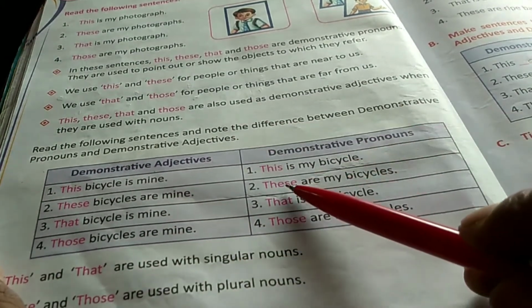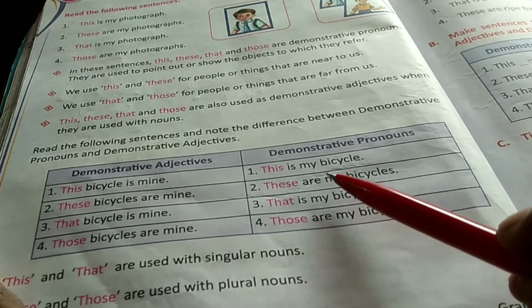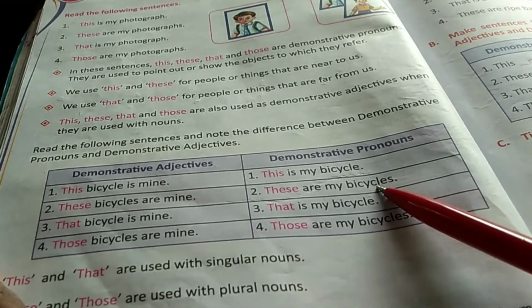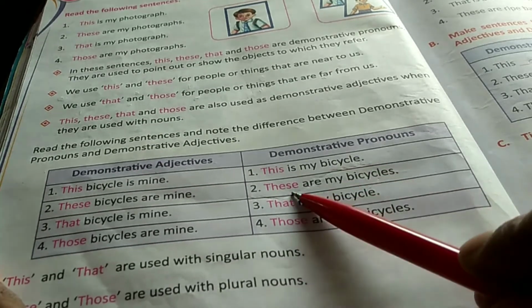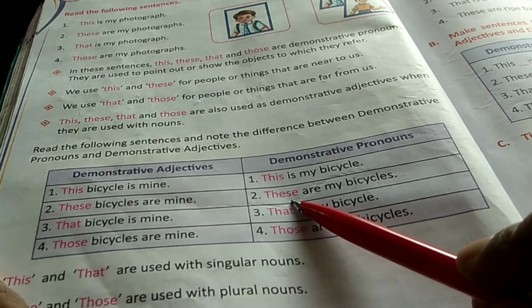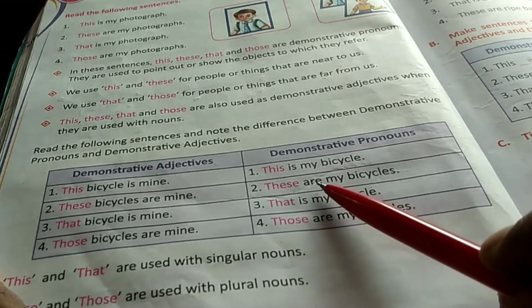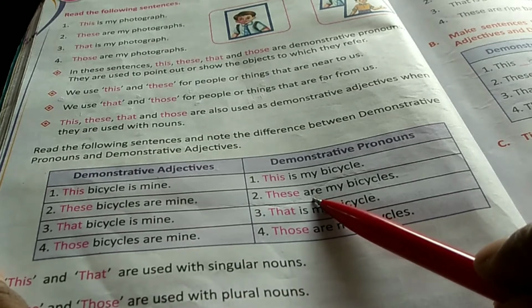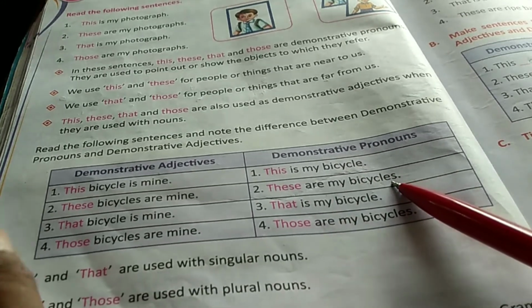Here you can see these are my bicycles. Here it is used as a demonstrative pronoun. After this, what is coming? Are is coming. Then only bicycles is coming.